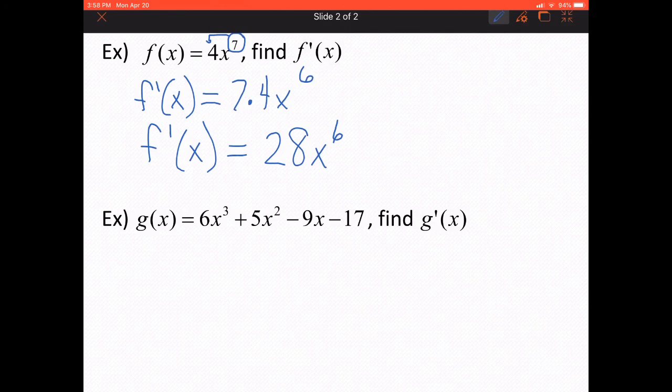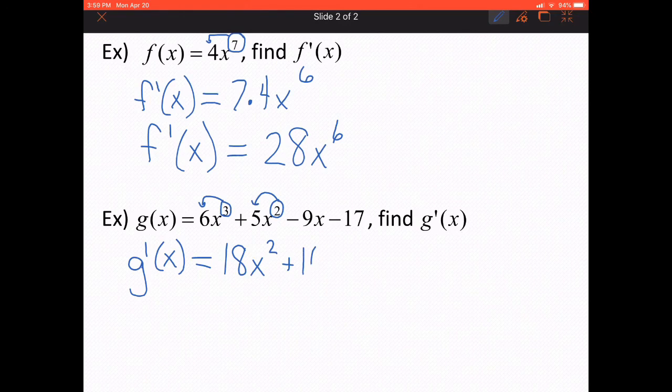Alright, so let's do this last example. Again, we have a polynomial here. It has 4 terms. So when we find the derivative, g prime of x, for each term we take the exponent, multiply by the coefficient, and then subtract 1 from it. So we multiply, and we get 18x to the 2nd now. The next term, positive 10x to the 1st now, and I don't really need to write the 1, but you can.